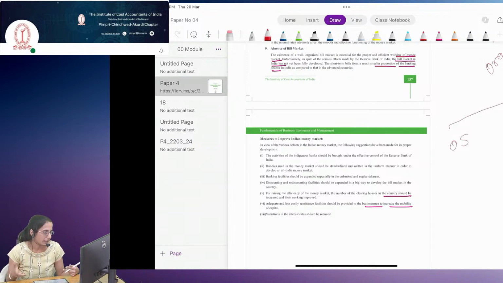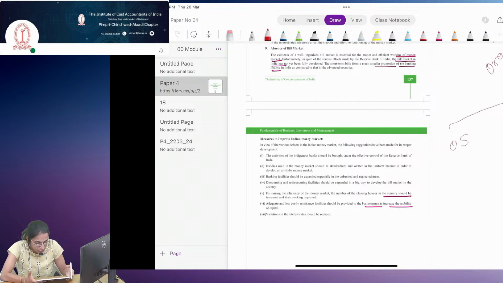There is a seller, there is a buyer. The buyer buys the goods from the seller on credit. The seller asks the buyer to give a note that you will pay the amount after a particular period, and in that case the buyer gives the seller a hundi. So what they are saying is that these hundis or bills of exchange should be in a standardized format so that they can be taken in an all India money market.